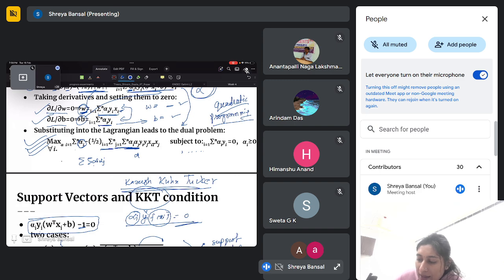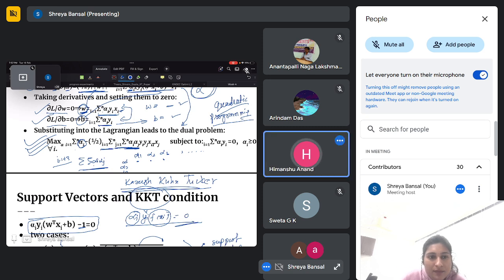Let's say i is equal to 1 to 3. Okay, so it means i is alpha 1, alpha 2, alpha 3, and j is alpha 1, alpha 2, alpha 3. So alpha 1 into alpha 1 will be written here, alpha 1 into alpha 2 here, alpha 1 into alpha 3 here. It means like this. Yes, ma'am. Okay, ma'am.